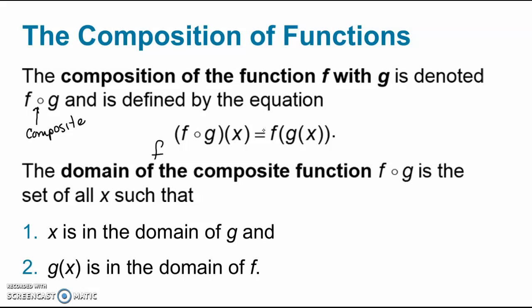So when we read this, it should be f composite g of x. It means that you're taking g of x and inputting it as the input into f. The domain of the composite function, f composite g, is the set of all x such that x is in the domain of g, the inside function, and that g of x is in the domain of f. So all the things in the domain of g, you then want to check: is it in the domain of f?